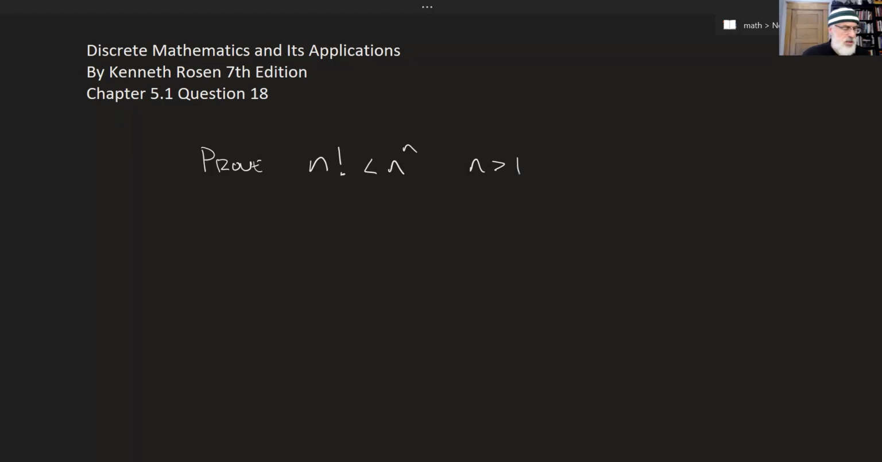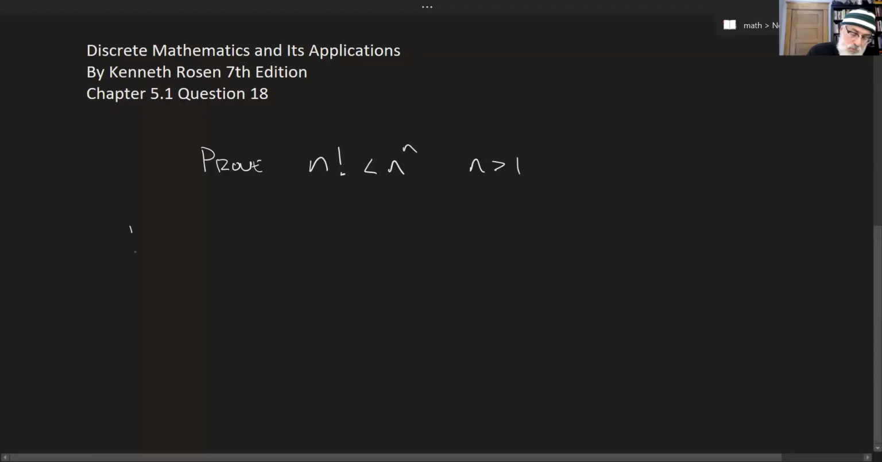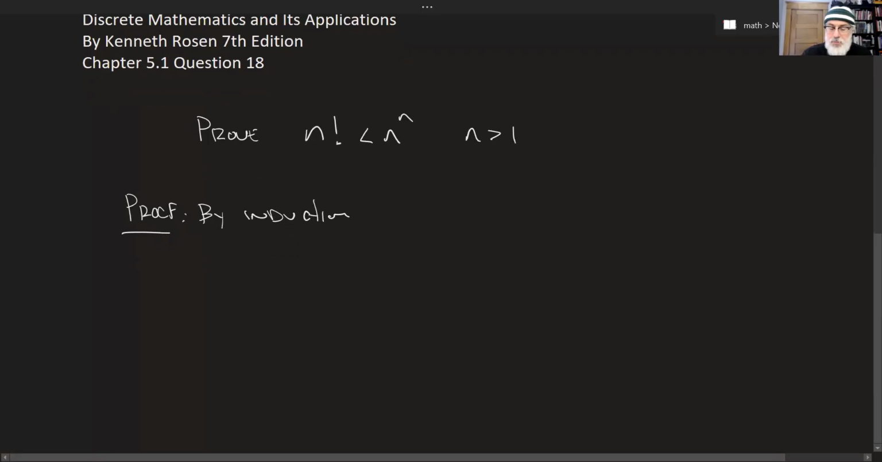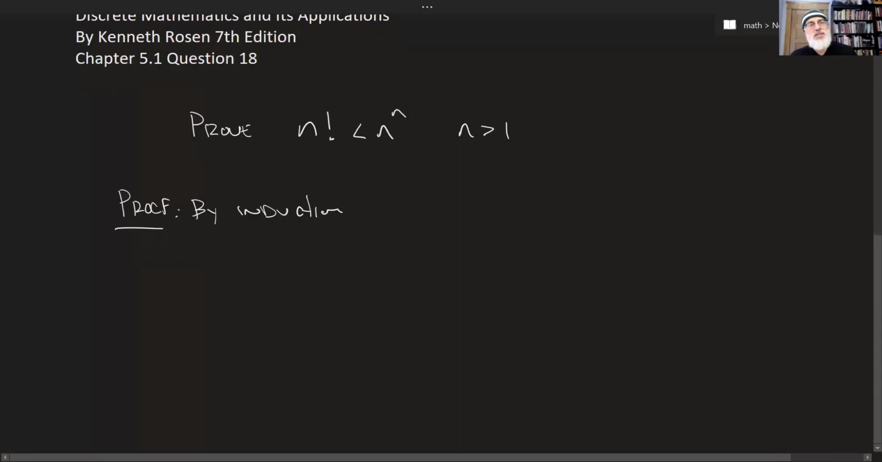So we're going to prove this by induction on n. And as always, we're going to establish a base case first. So for n greater than 1, n is an integer, obviously, we're going to start with n equals 2 and see if the inequality holds.